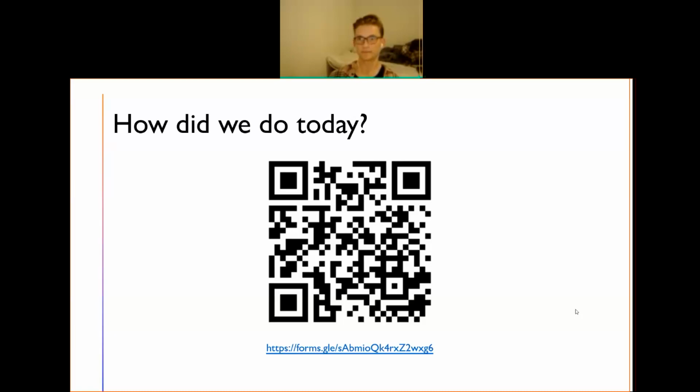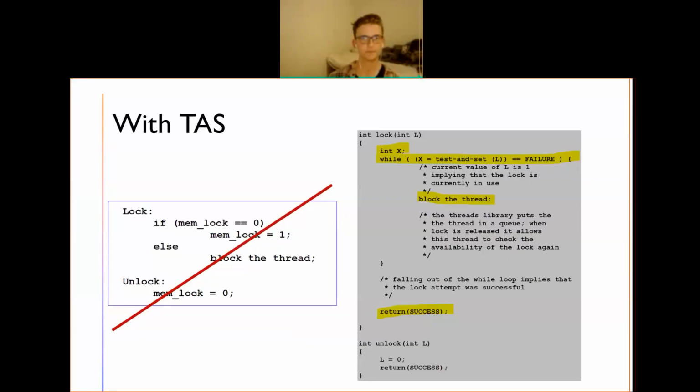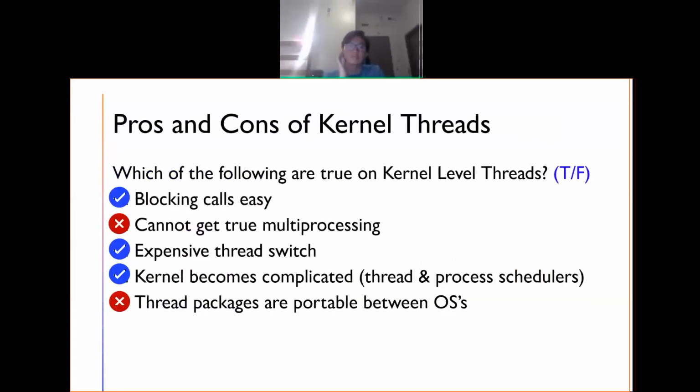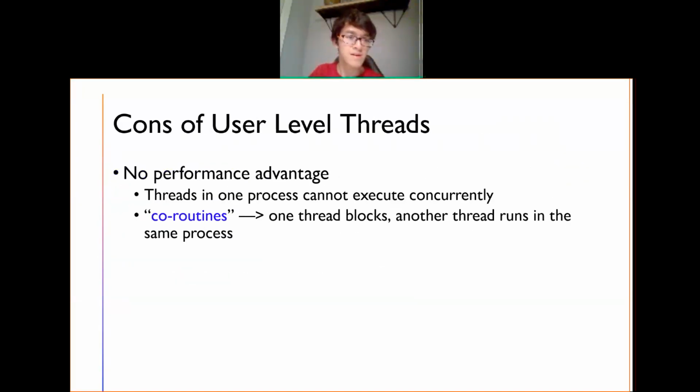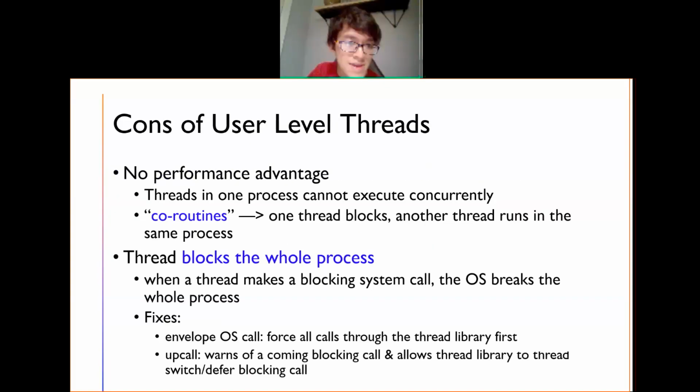Can you explain the envelope OS call again for the cons of user level threads? Oh yeah, I'll scroll back if you want to talk about that. Please. Did you say user or kernel? That is user, I believe. Okay, if you find it, where would that be? Here? Okay, not that. Yep, this one.